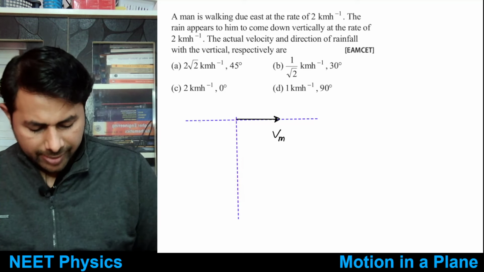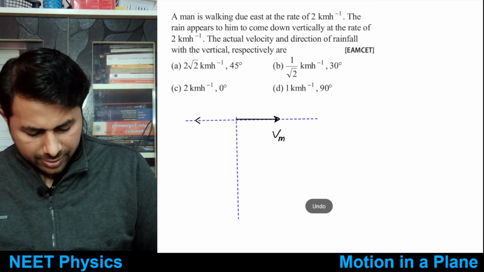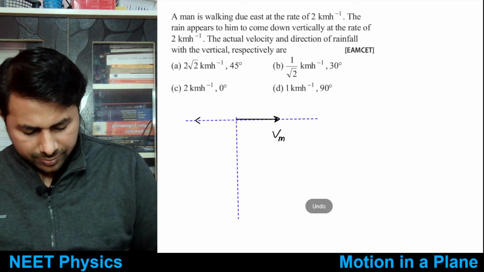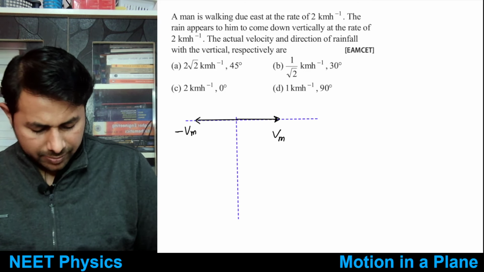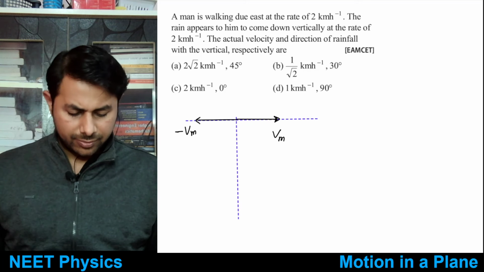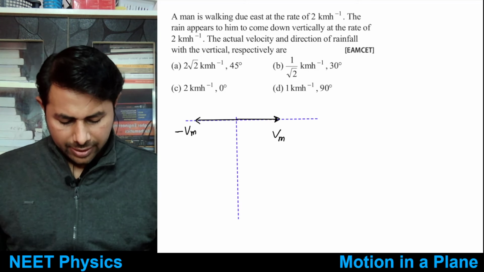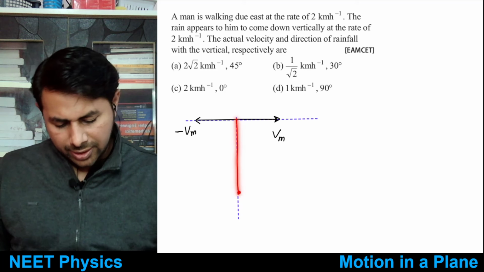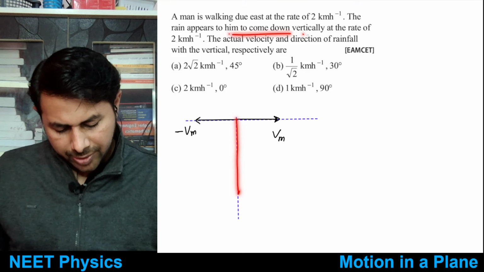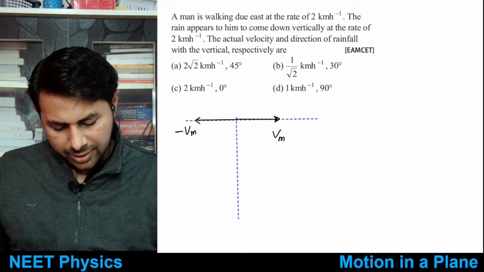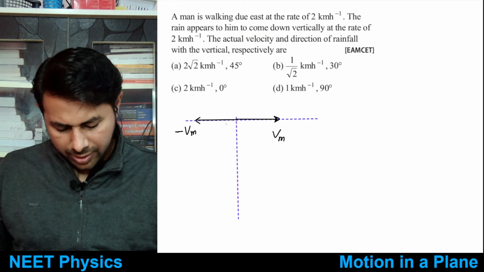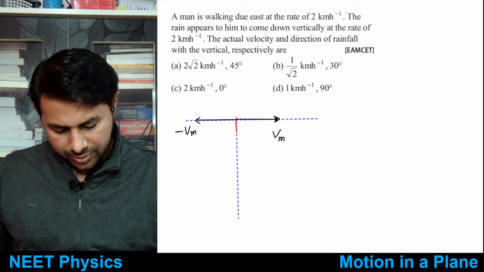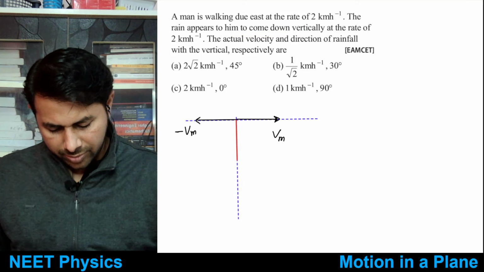So what will be minus Vm? Minus Vm will be this one. I'm sorry, this is minus Vm, and this one is the resultant. How much? It appears to him to come down vertically at the rate of 2 kilometers per hour. Okay, so for him, the rain comes down like this at 2 kilometers per hour.